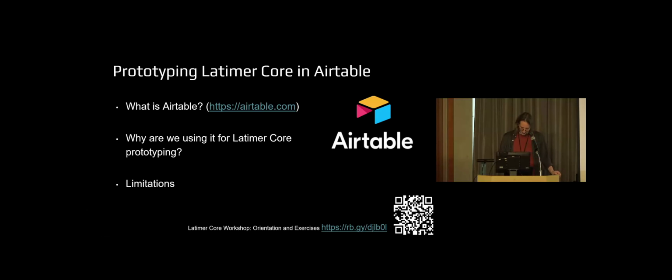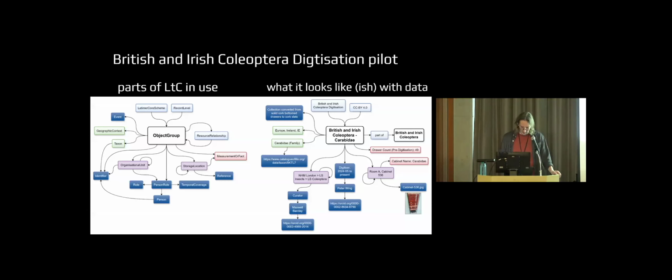Cool. And then I think one more slide before I'll hand you over to Ben. The example that we've used, Latimer core is pretty rich, but our first experimental data set was on a collection of about 600,000 British and Irish beetles. So these are all of the things that we've got in there at the moment.